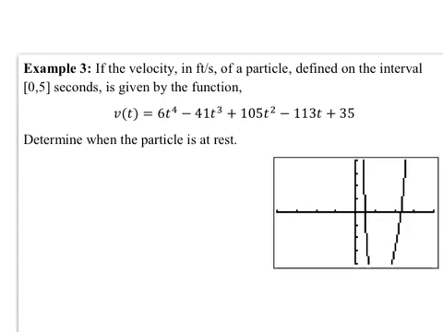So we want to think to ourselves first. When a particle is at rest, it means it's not moving, so its velocity must be equal to 0. So what we can do is start by setting the velocity function equal to 0. And we can clearly see that when we set a function equal to 0, we're trying to find the zeros of that function, or the roots of the resulting equation.